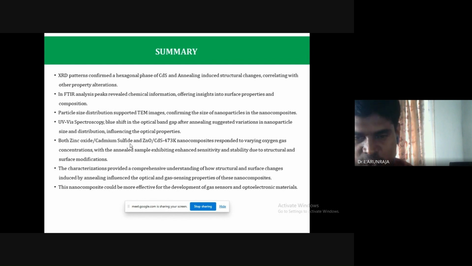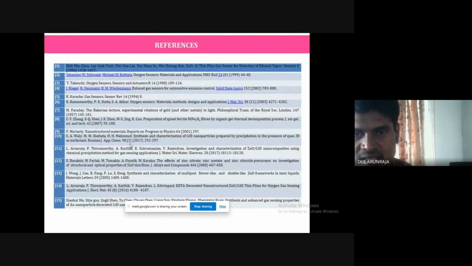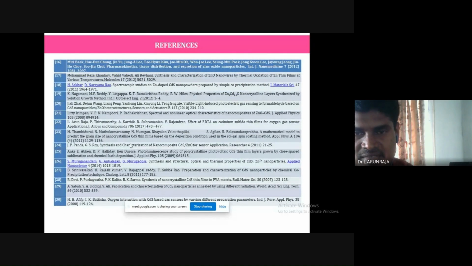Finally, this ZnO-CdS 473 Kelvin nanocomposite will be more effective for the development of gas sensors and optoelectronic materials. It's a reference of my purpose and research area.